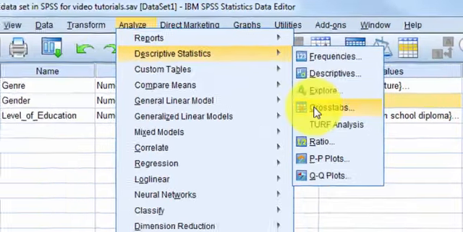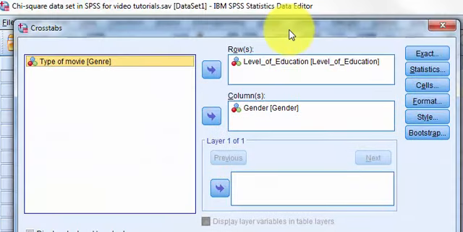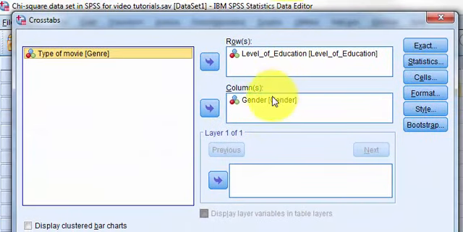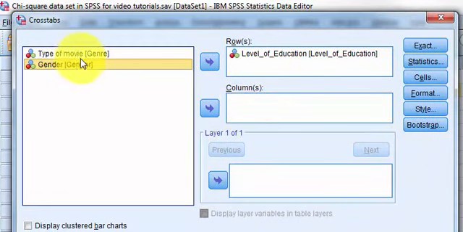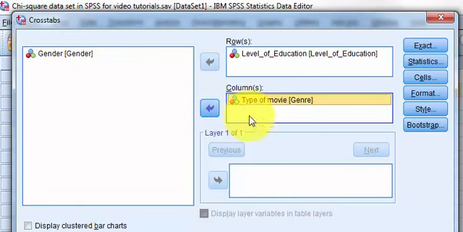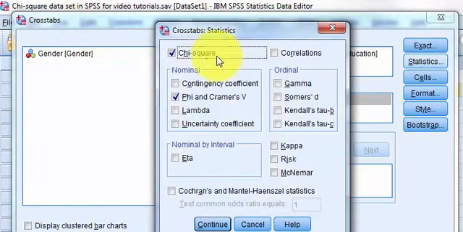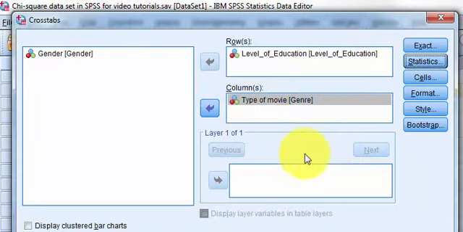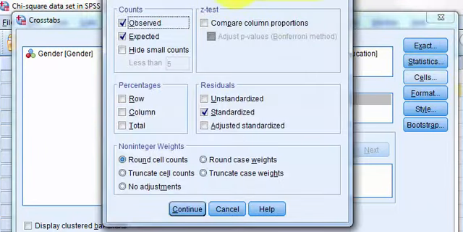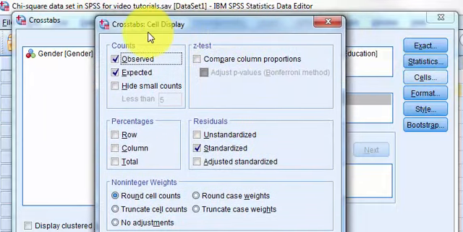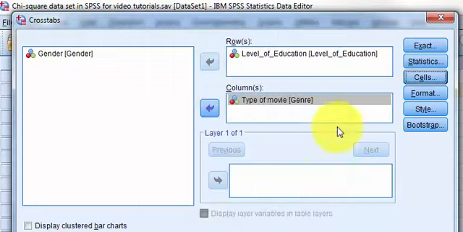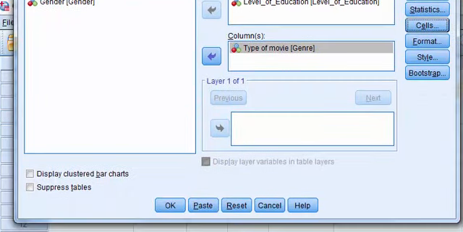Descriptives. Crosstabs. So we've got level of education. I'm just going to switch over gender with genre. And the rest of these should have remained clicked, and they did, right? Let's make sure. It's one good thing about SPSS, it will keep the same settings that you put on there. And let's click OK. Let's go. Boom.